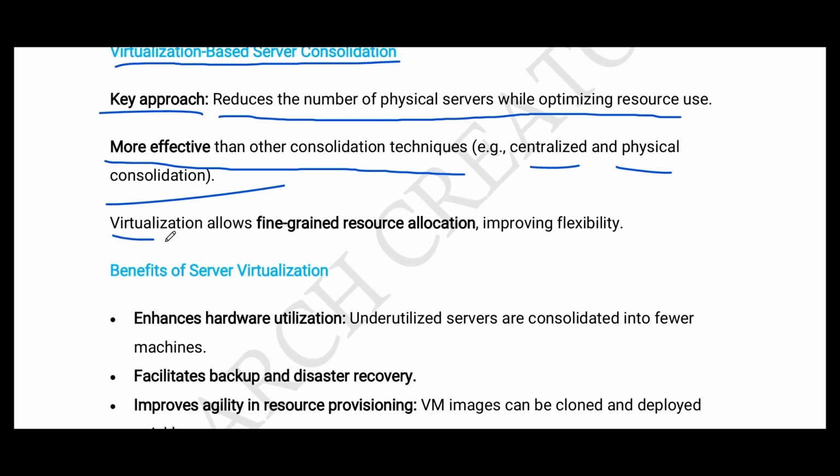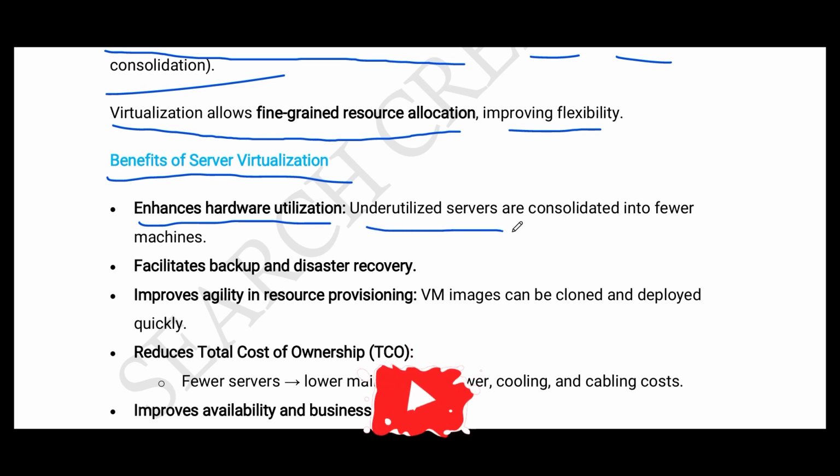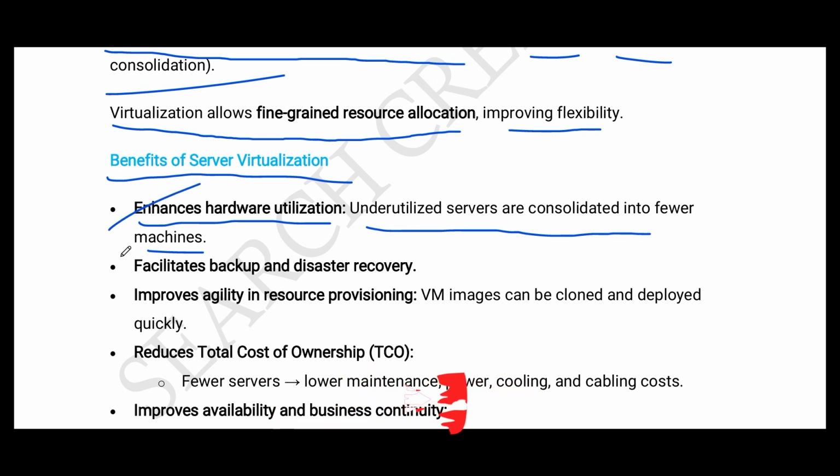Next, virtualization allows fine-grained resource allocation, improving flexibility. Virtualization allows fine-grained resource allocation, and by this it improves flexibility. Next are the benefits of server virtualization. First is enhanced hardware utilization. Underutilized servers are consolidated into fewer machines, and by this it enhances hardware utilization.